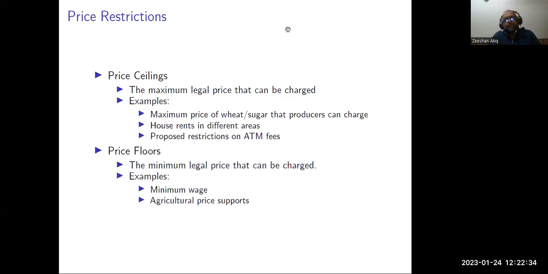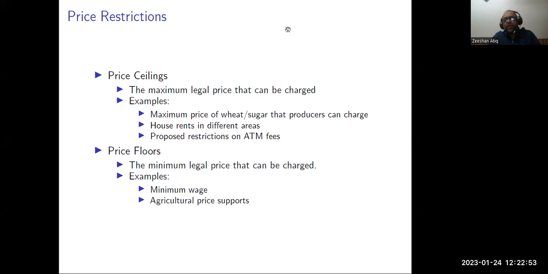Hello, good day. In today's lecture, we are going to talk about the price restrictions that might come from the government in the markets. This particular lecture is following the demand and supply lecture and market equilibrium lecture. In this lecture, we'll be talking about how government intervention affects the markets.